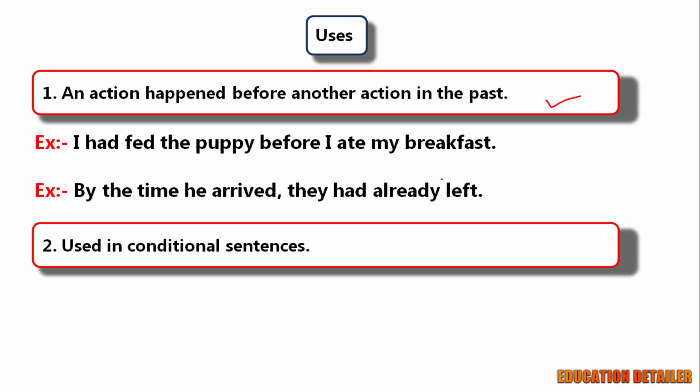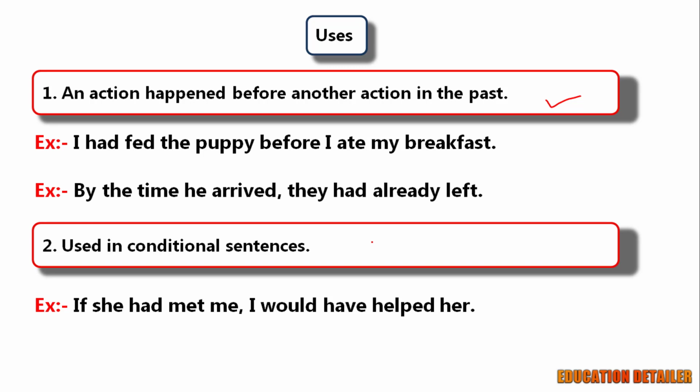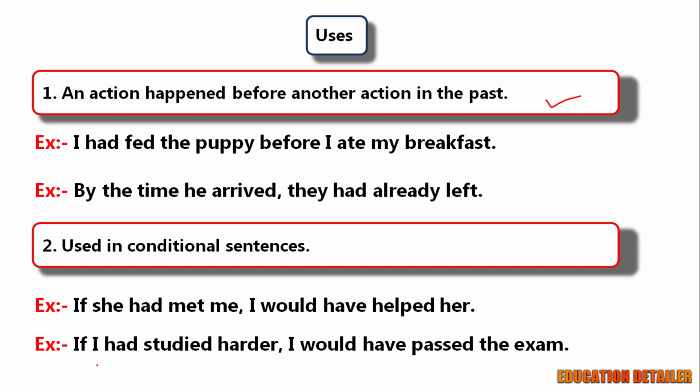It is used in conditional sentences like, if she had met me, I would have helped her. If I had studied harder, I would have passed the exam. Here, the past perfect is used in the if clause to indicate the unreal and hypothetical conditions in the past.